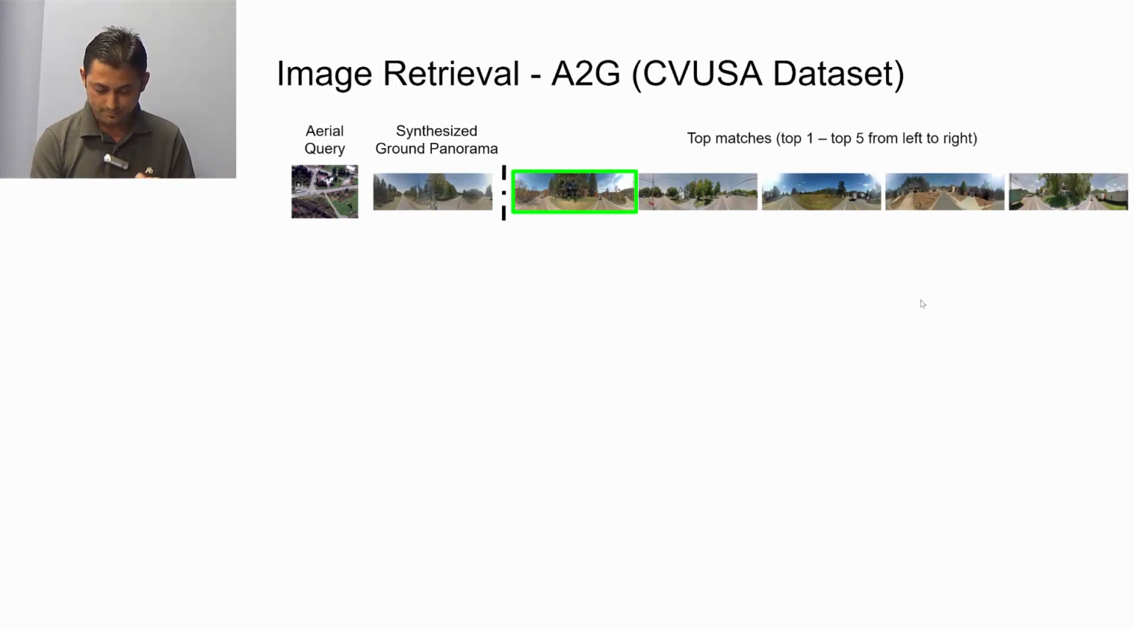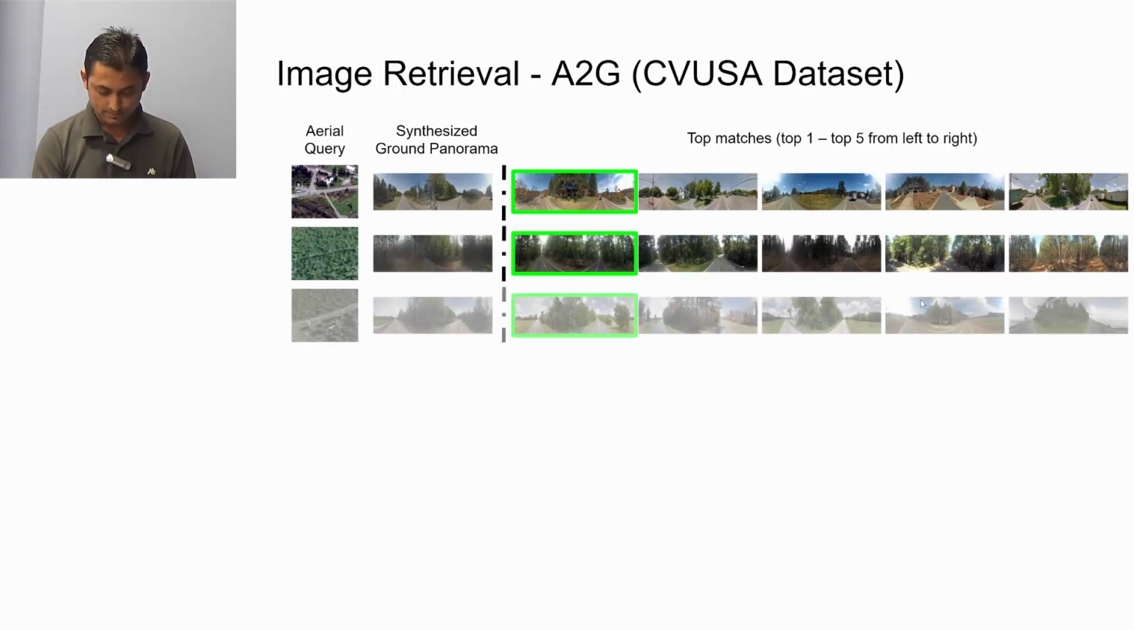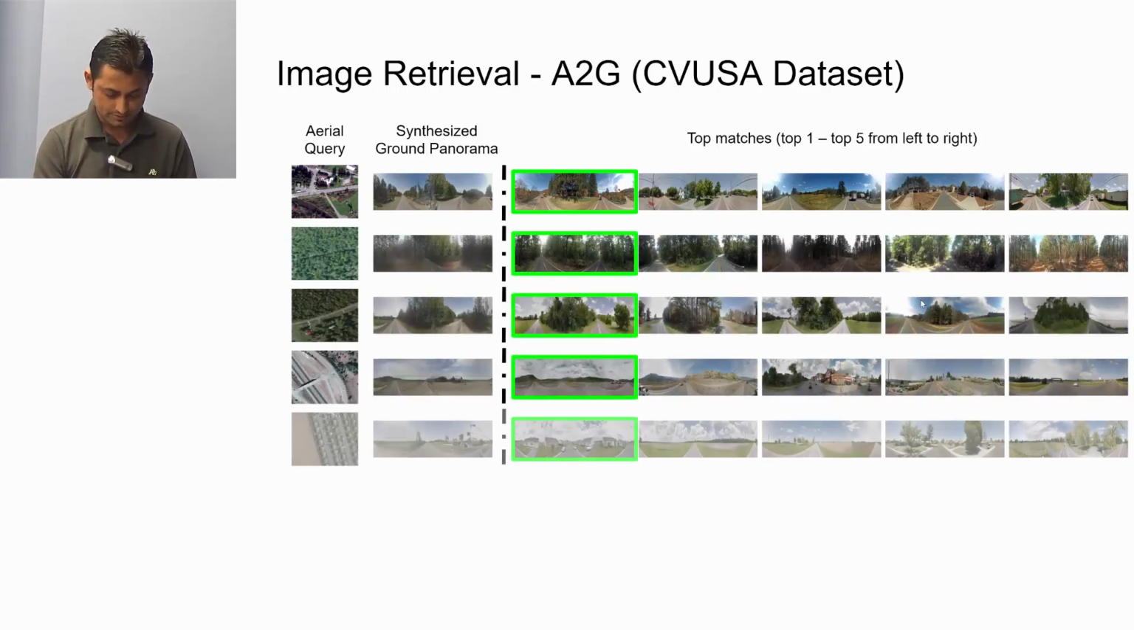Let's look at some image retrieval examples. Given the aerial query image here, we first synthesize the ground panorama as shown, and then we find the top 5 matches that we have shown here, the green one being the correct match. We have more examples and more examples. Over here as well, we can see the synthesized ground images are very similar to the target images or the ground truth images in the ground view.